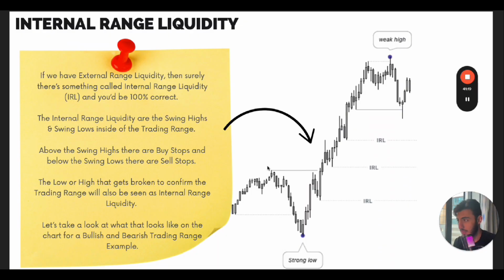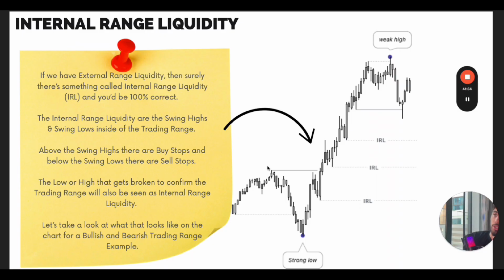The internal range liquidity are the swing highs or swing lows inside of the trading range. But now you're going to say, Ebel, you mean internal range liquidity are swing highs or swing lows inside the range? Yeah, the swing high or swing low is liquidity, don't forget. Buy side and sell side. Above the swing highs, there are buy stops, and below the swing lows, there are sell stops. The low or high that gets broken to confirm the trading range will also be seen as internal range liquidity. Let's take a look at what it looks like.